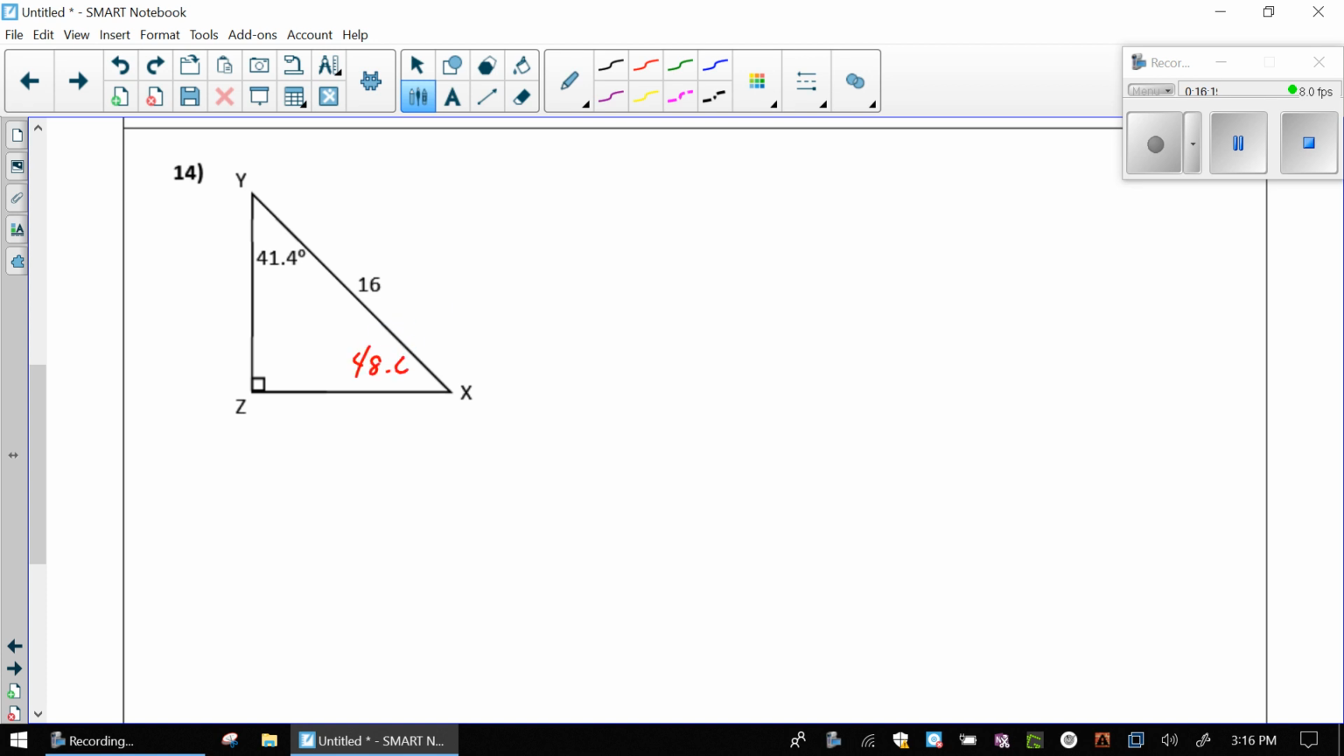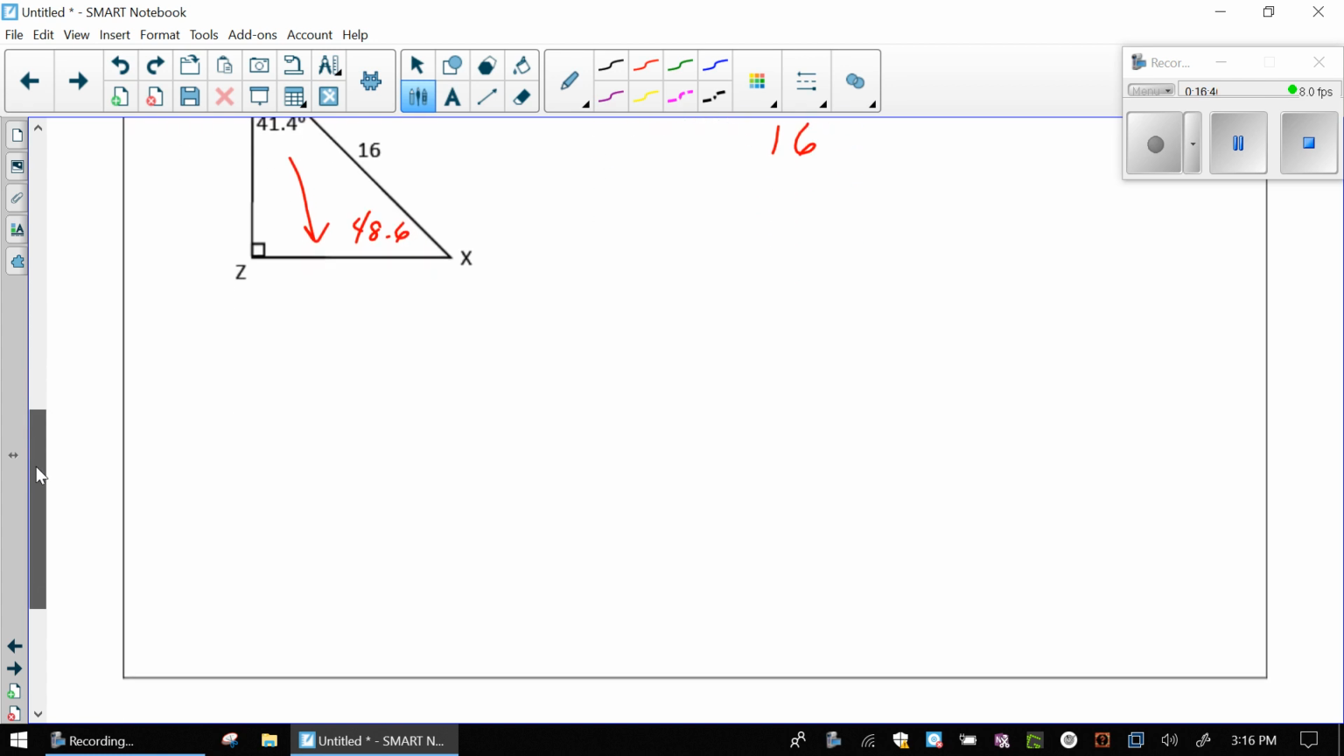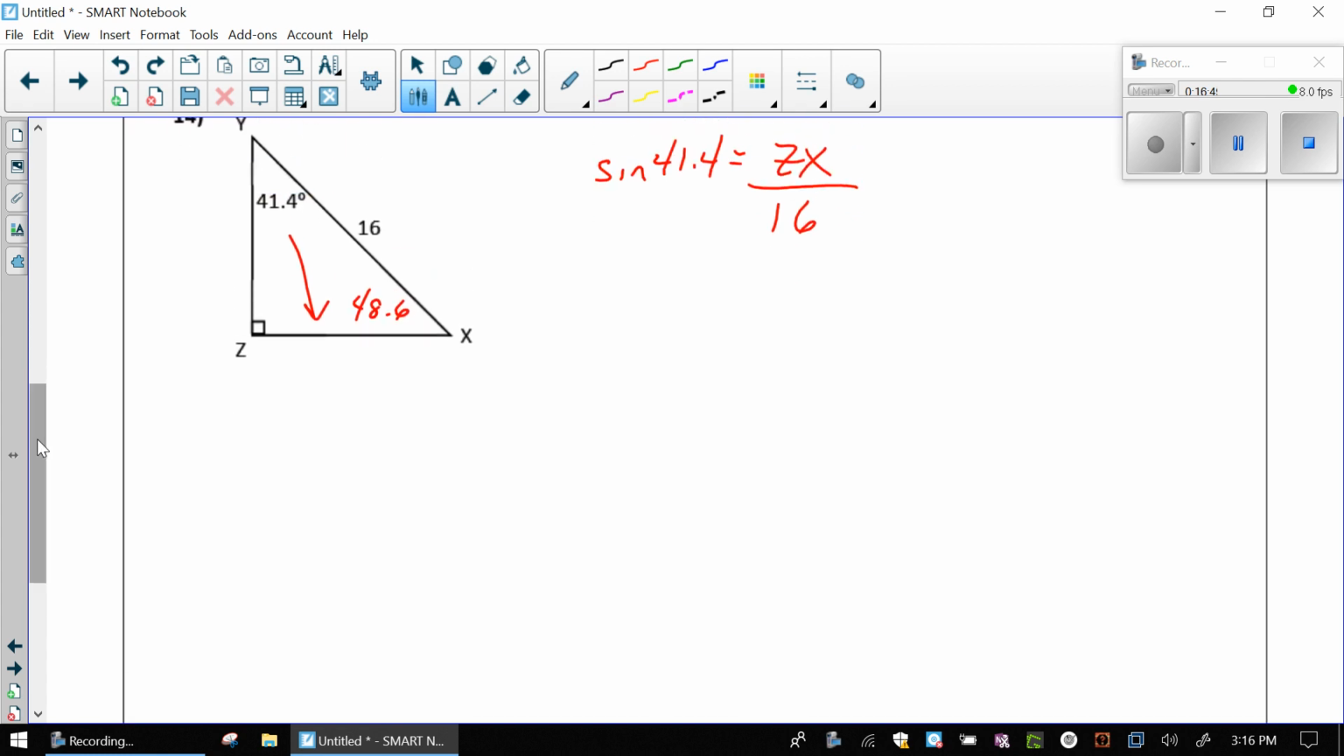I'm not going to finish this one completely for you, but again, you can use either angle, you can use either side, whatever you want, to set up your equation. So let's start with the first one. Let's say sine of 41.4 equals, I'm going to use the opposite side, which is zx, over the hypotenuse, which is 16. And then you can go ahead and solve that. Once you get that, you can use the Pythagorean theorem, or you can do another trig function. All right, pause, finish that one up, check it out. Let me know if you have questions.